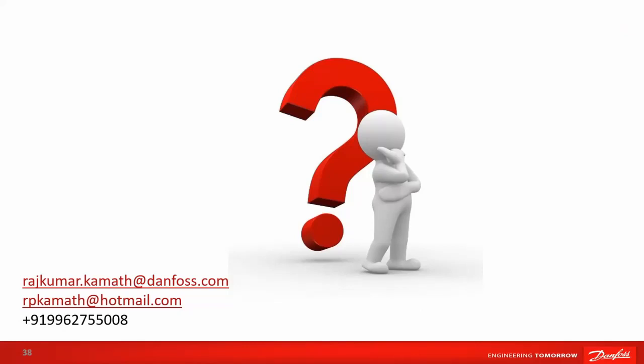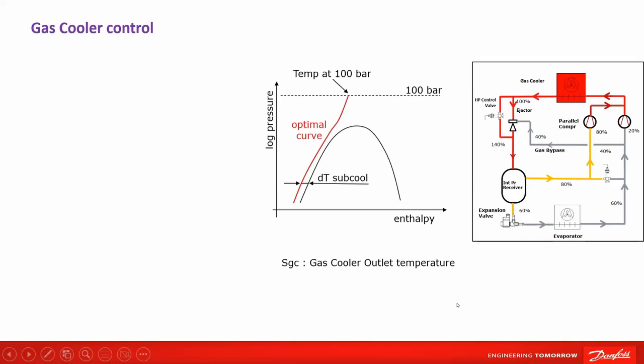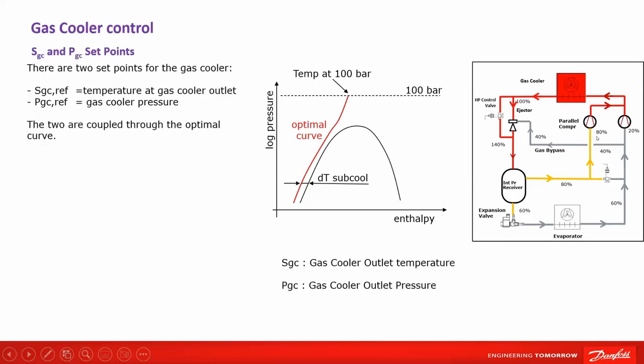Hello, am I audible? Sir, can we go to slide number 7? Actually, sir, from this line, one line is going to this ejector, that is the gas bypass, and another one is going to the main compressor. No, sir, above that line. This is the suction line going to the ejector. And another part is going to this main compressor.